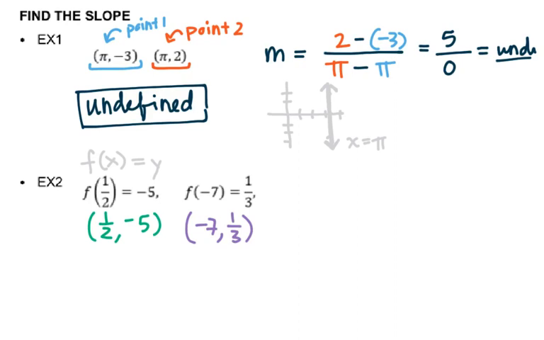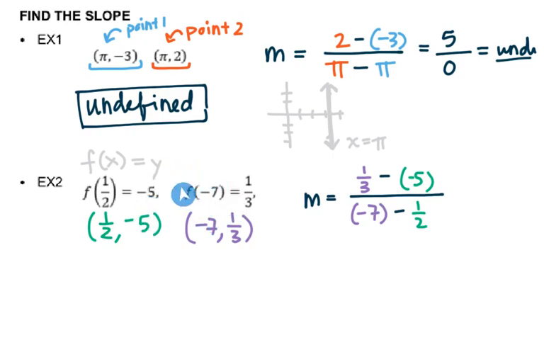So if I went to find the slope, I'd set this up, I'd say m equals my y values, 1/3 minus -5, and my x values, -7 minus 1/2. So y minus y over x minus x, noting that I did the subtraction in the same direction each time. At this point, we just need to simplify this fraction.